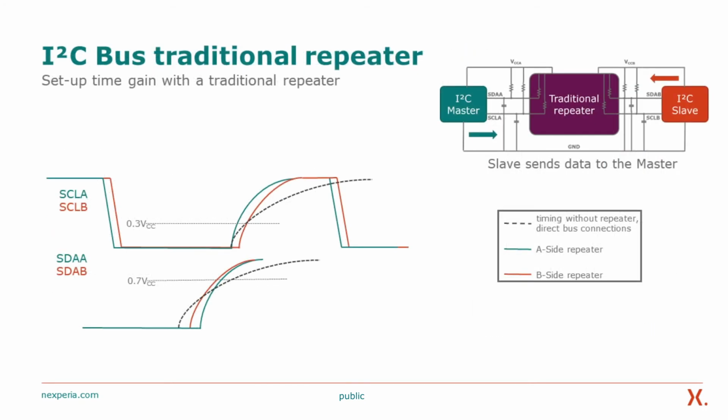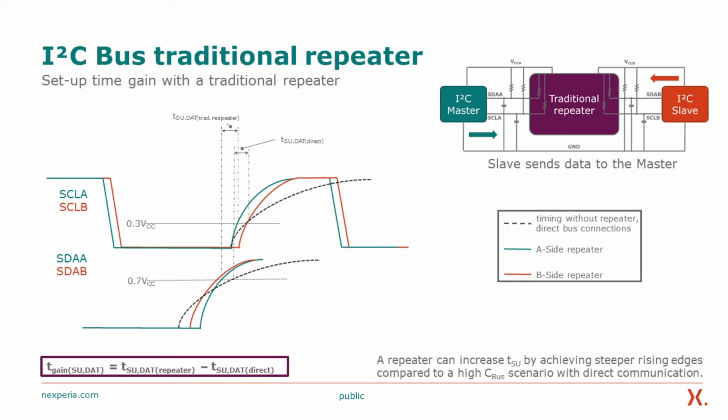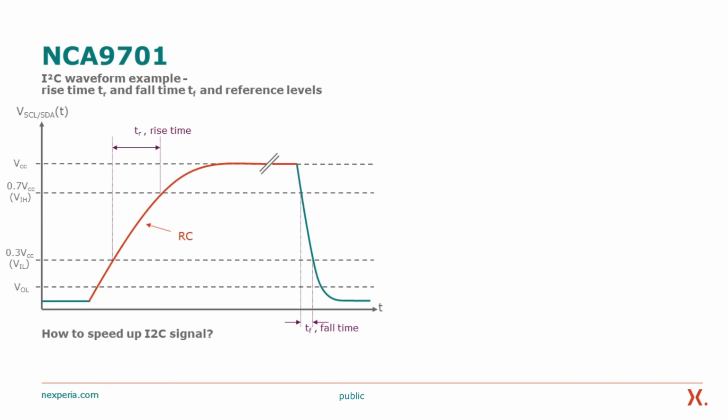Let's have a look at data reception at the master device. We start with an ideal I²C bus which has no bus capacitance. In a real application with slow rising edges, the data setup time becomes comparably short. Using a traditional repeater increases the steepness of the rising edges and enlarges setup time. This improvement is called setup time gain and defined as setup time of the data repeater minus the setup time of the direct link.